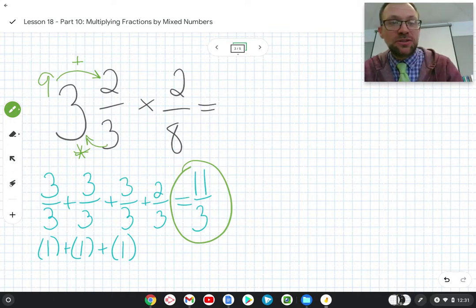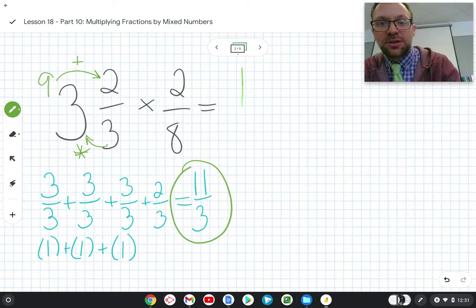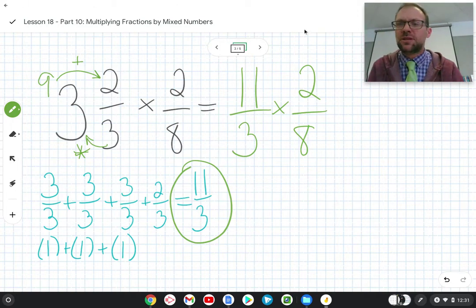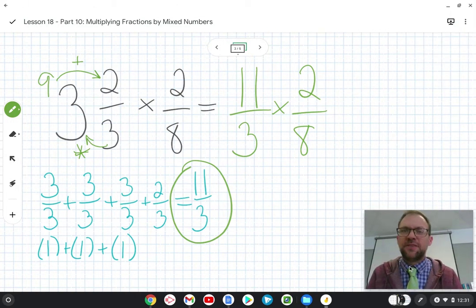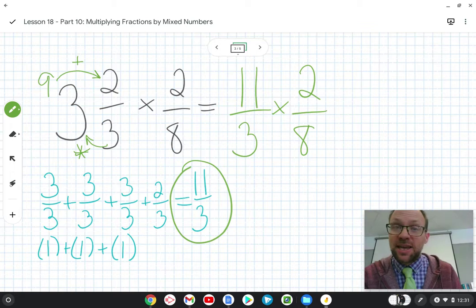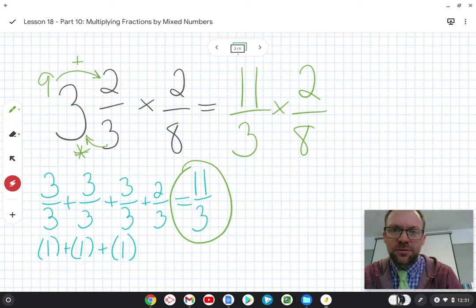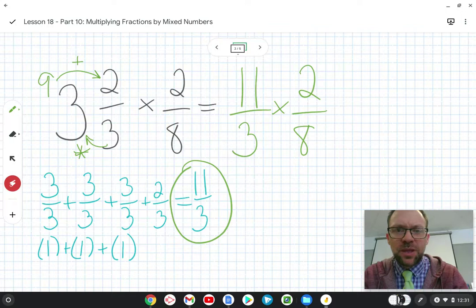All right, so let's go ahead and rewrite 11 thirds up here times 2/8. And we want to rewrite that so that we can, if it's possible, cross-cancel or simplify first. Now, let's take a look at the problem as it stands. Can we simplify first? Well, let's see. 11 thirds. You can't do anything with 11 thirds. Both 11 and 3 are prime. But 2/8, we can simplify, right?